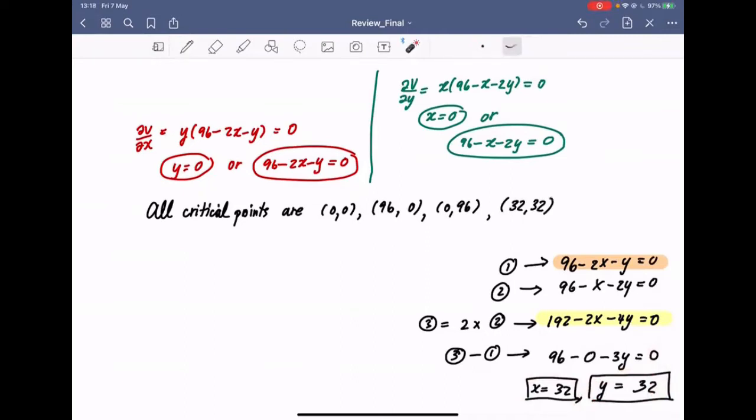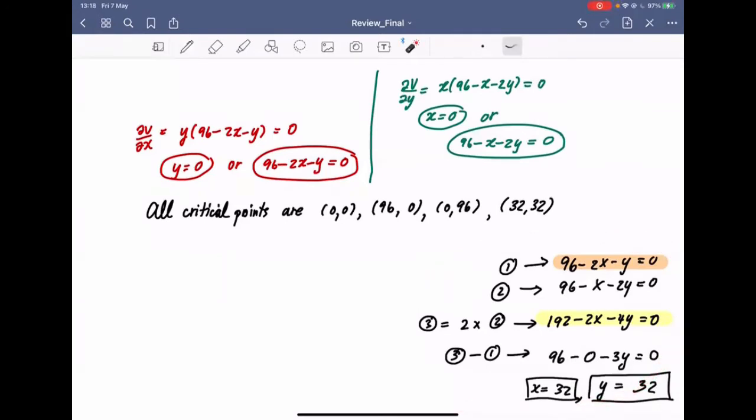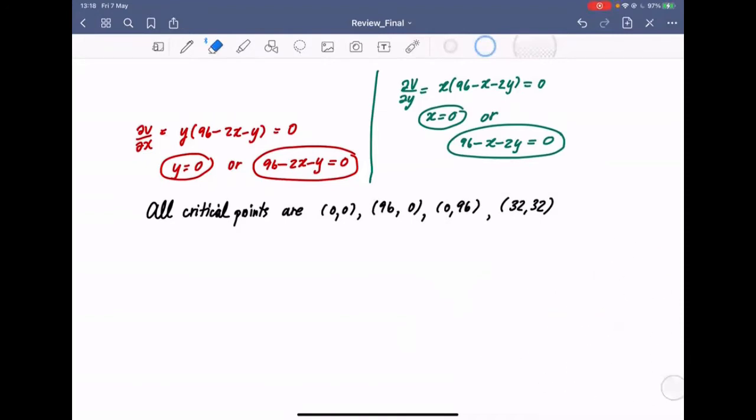Well, what I just did here in the circle is just from the basic system of equations, how to solve these two equations for x and y. Once you solve it, you get all critical points. So what is going to be your maximum? Okay, what is your maximum here?